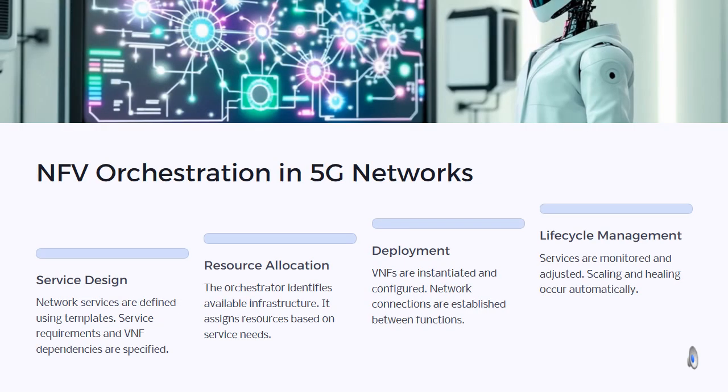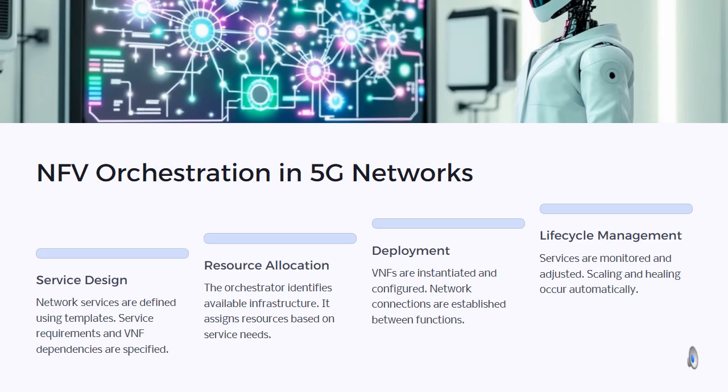For NFV to work efficiently, it needs proper orchestration. NFV orchestration is the process of automating the deployment, scaling, and lifecycle management of virtualized network functions. There are 4 key steps in NFV orchestration: Service design. This is where network services are defined using templates. It outlines which VNFs will be used and how they will interact.